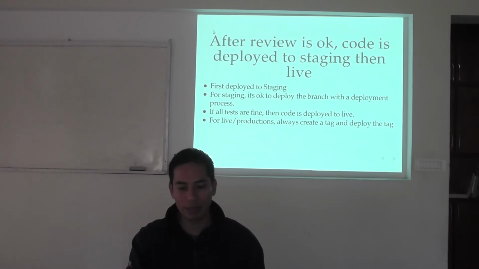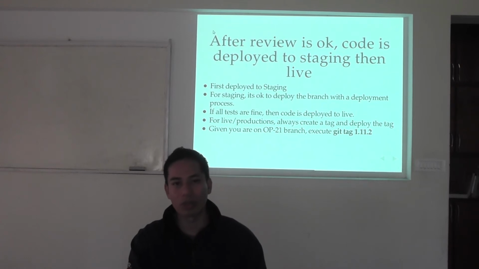If everything is fine, then I would create a tag out of it. Either I or the team lead would create a tag out of it. So a new tag will be created out of my branch. Right now I am on op-21, the latest op-21, which has been rebased with master. So I do a git tag, whatever.